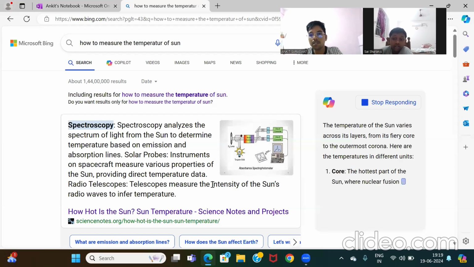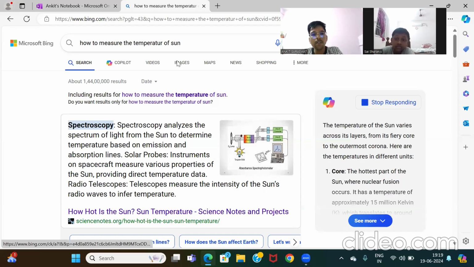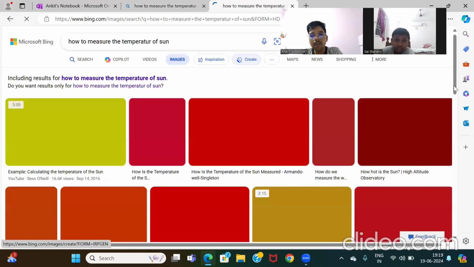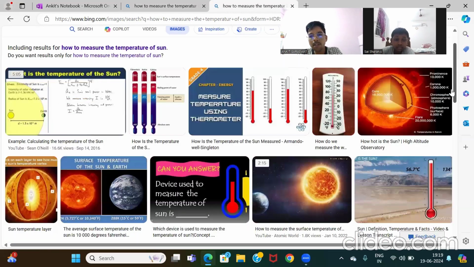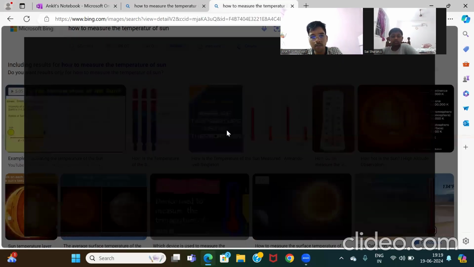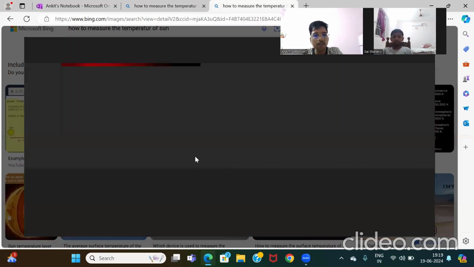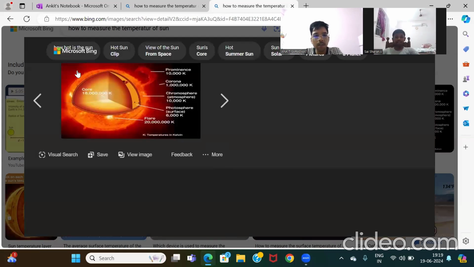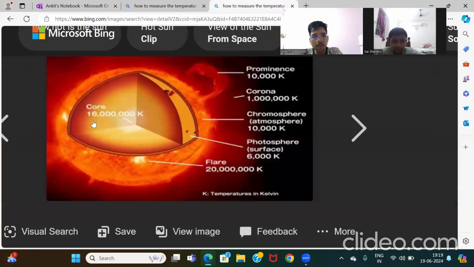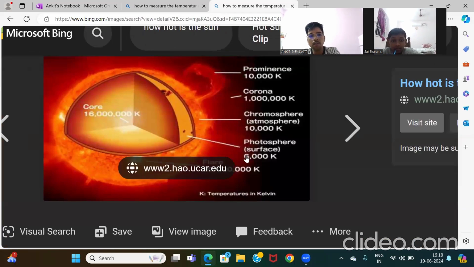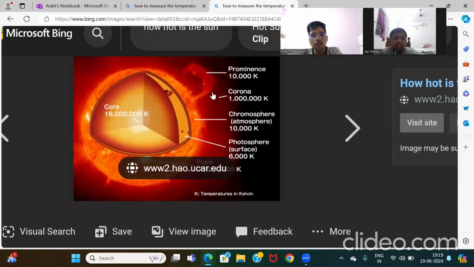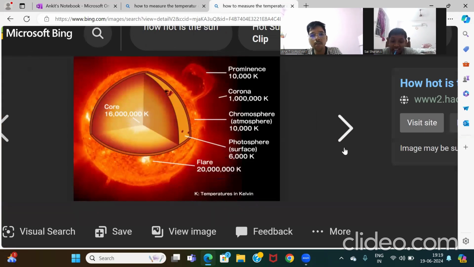I told you, radiation. Understood? Simply, it is very easy. So understand the concept of radiation. Let me show you, this is our sun. You can see the core temperature, how much, the chromosphere, photosphere, corona, prominence. Clear?